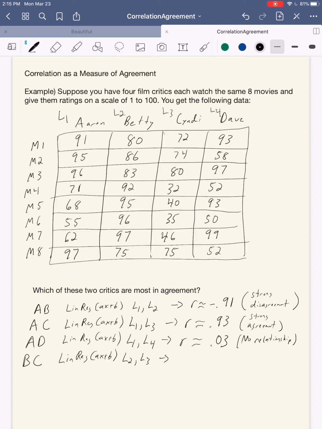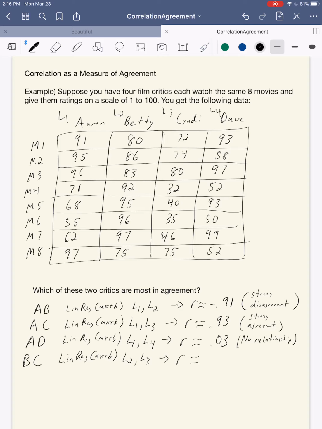Now, maybe we can make a prediction about what this correlation coefficient is going to look like. So let's remember what we already know. Ehren and Betty, they strongly disagree. Ehren and Cindy, they strongly agree. So if Cindy agrees with Ehren and Ehren disagrees with Betty, we would expect Cindy to disagree with Betty as well, because Cindy and Ehren sort of share similar tastes, and we know Ehren and Betty disagree on their tastes. So we expect our value here to be negative. Let's see if that's the case.